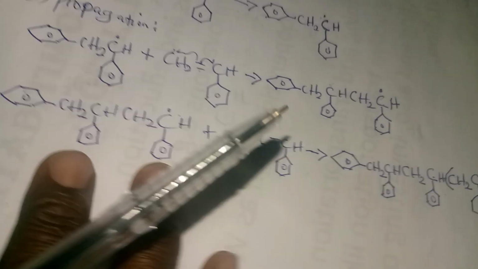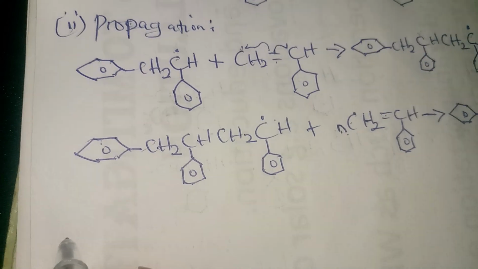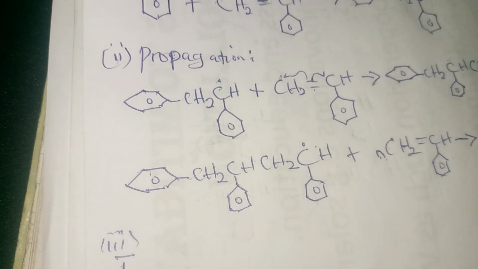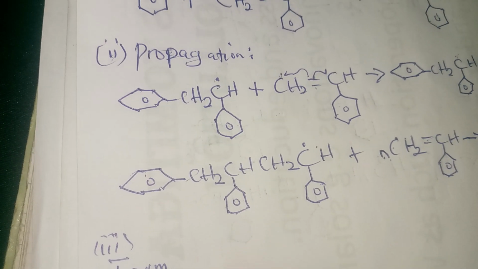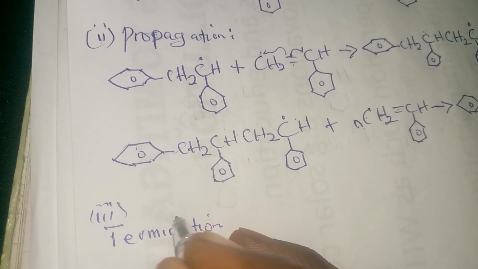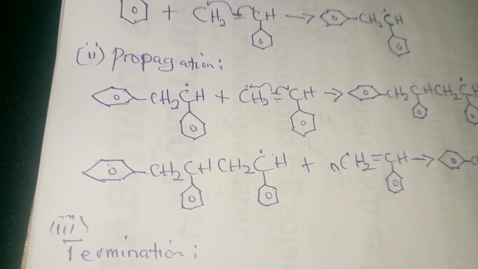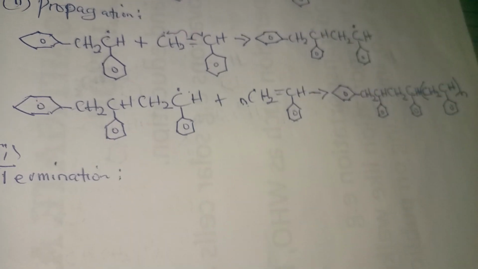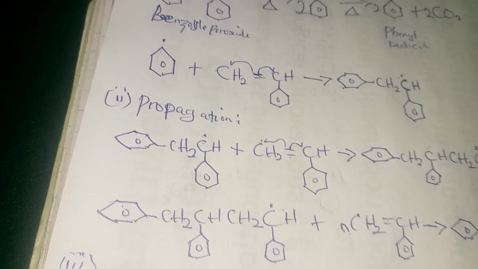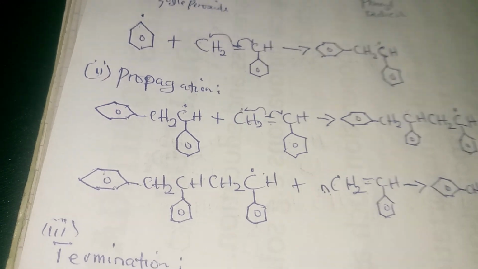So in that case, I just go straight to the termination stage, which is stage 3. One, two, three, stage is 3. Termination stage. In this case, this can be done in two ways. It can be done by combination. By combination, that means you simply bring two of these together.